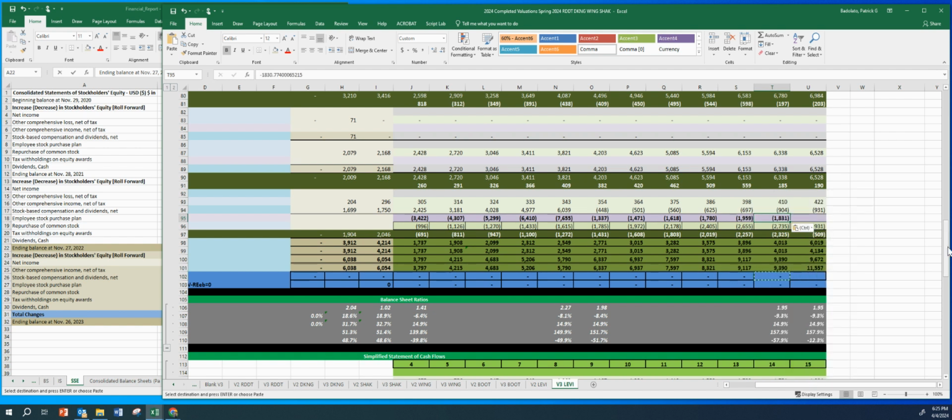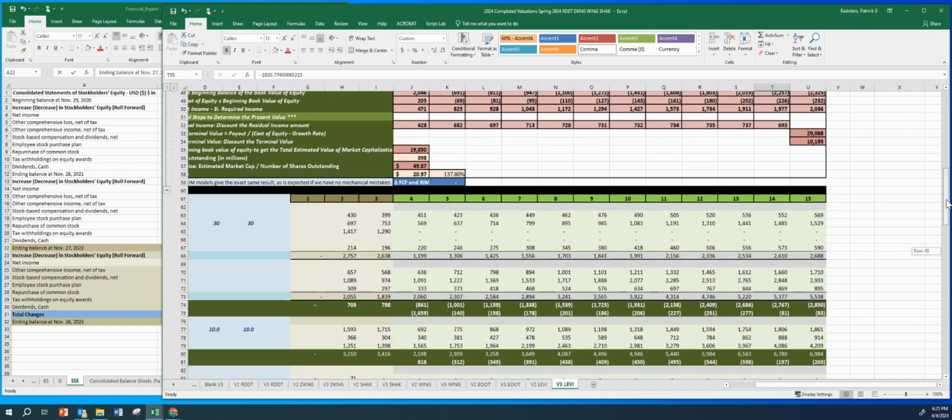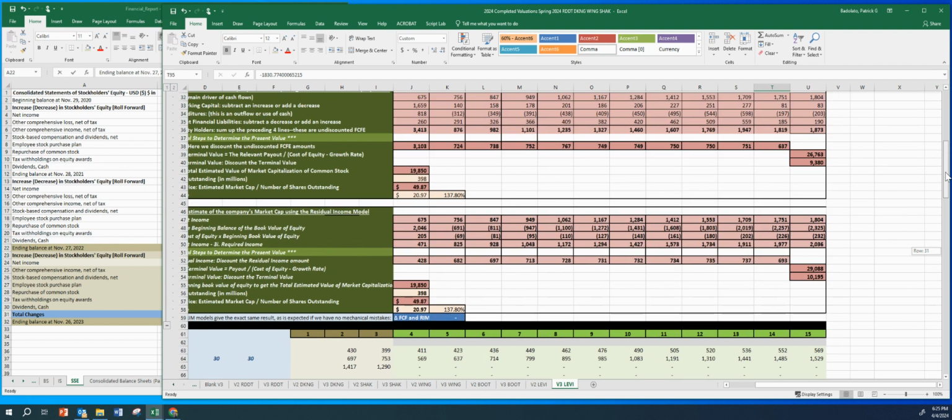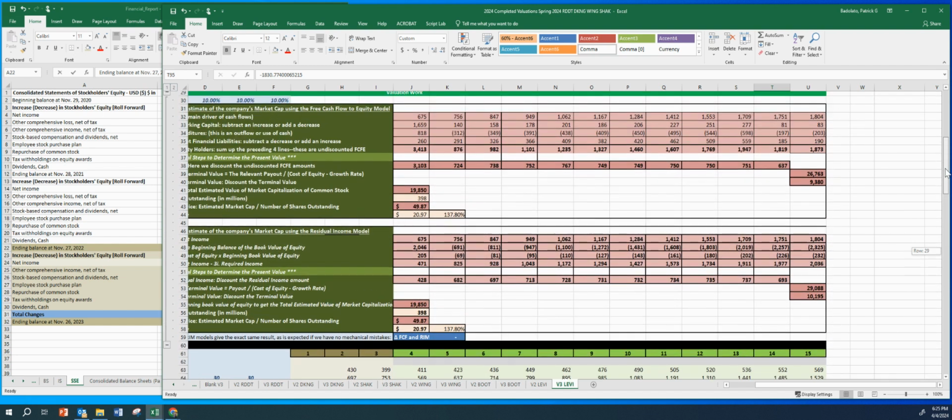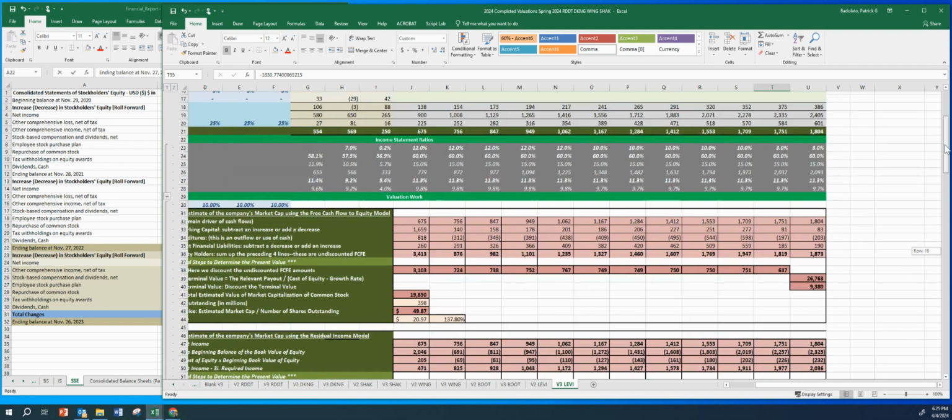So I just tied out my balance sheet. Let's see what I got. I'm hoping I have a strike around $50 a share. All right, good. I got $49.87. I'm going to quit there. That to me feels like $50. So I'm going to stop.